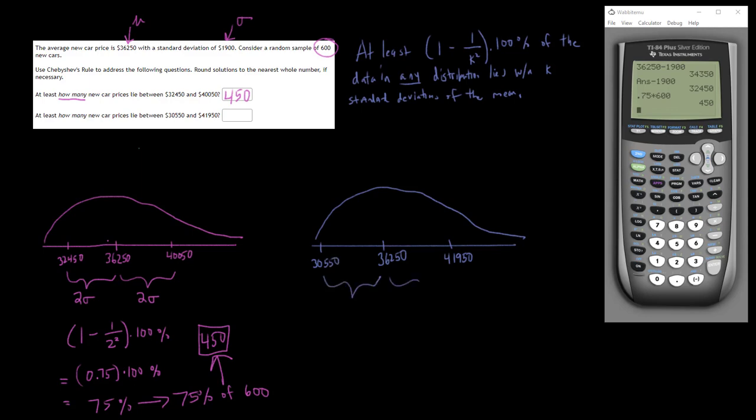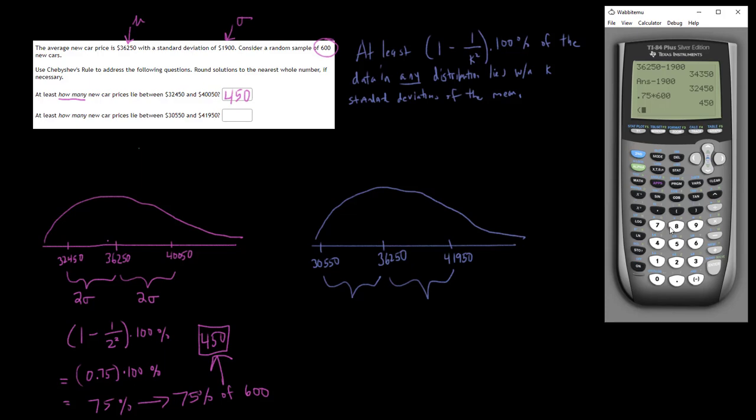How many standard deviations are we talking about? What is that distance in terms of the standard deviation? How many times does it take adding 1900 to the mean to get 41,950? Now you could do, just like we did before, add 1900 over and over again until you get 41,950. And that usually works, especially if the value of k is a whole number. It will work. However, if the value of k is not a whole number, that won't work.